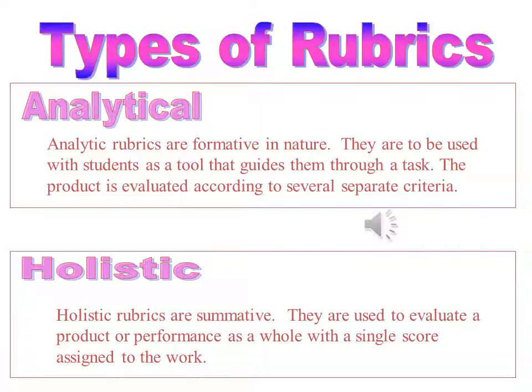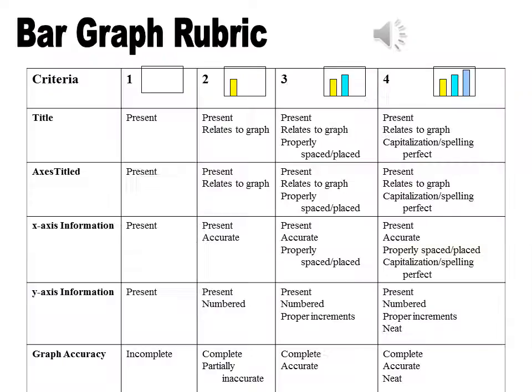A holistic rubric is summative. That's used to evaluate the product or performance as a whole, and with a single score assigned to the work. So once it is all said and done, you get a single score, and we will look at some different types of rubrics as we continue.